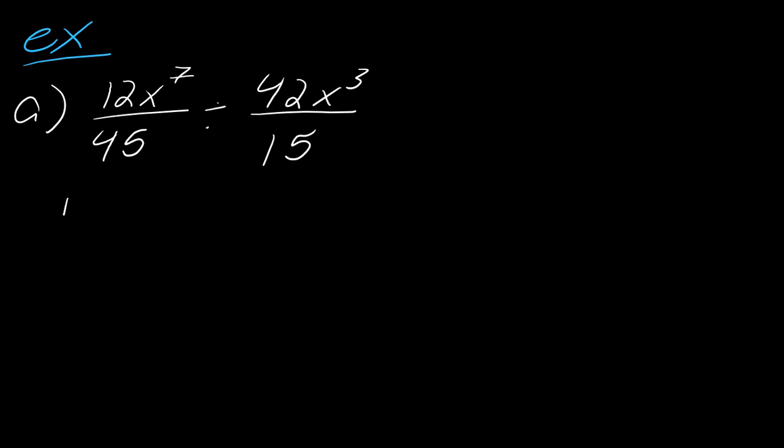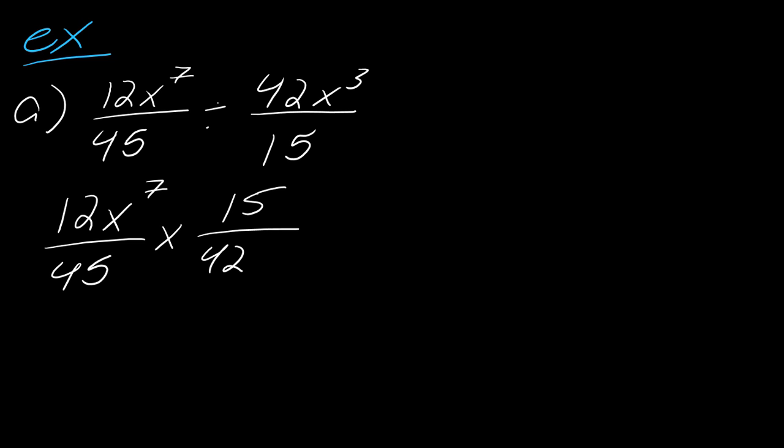Okay, so I am going to first set up the multiplication problem. Now this becomes 15 over 42x cubed. And now that I've set up my multiplication, I can make my cancellations. Let's see, what can I actually cancel? Well, I noticed that with the 45 and the 15, I can divide both of these by 15. So I'm going to divide the top and bottom by 15. And then for 12 and 42, let me think. I think that 6 is the largest number. Am I thinking of that right?